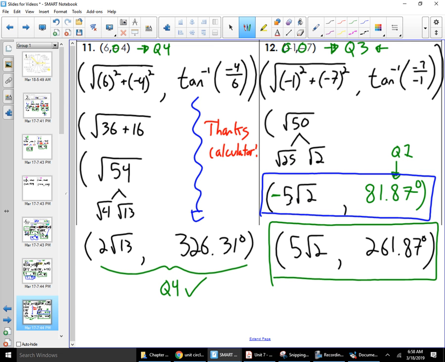So at this point, we have taken a look at 6 examples going from polar to rectangular and 6 examples going from rectangular to polar.